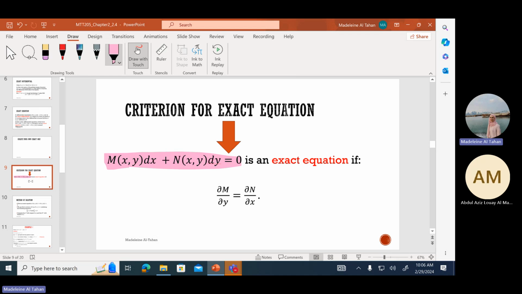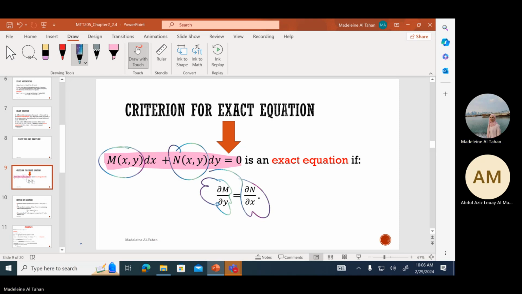In order to check whether it's exact or not, take the term before dx and differentiate it with respect to what? Y. And the term before dy, differentiate it with respect to what? With respect to x. The derivative of the first with respect to y should be equal to the derivative of the second with respect to x. In this way, it will be what? Exact.